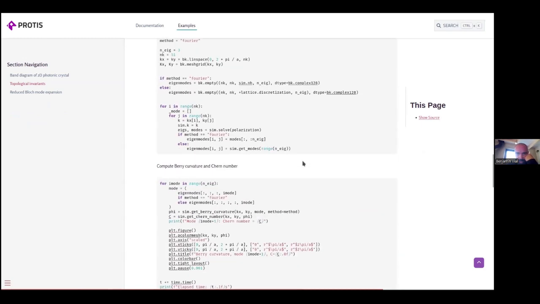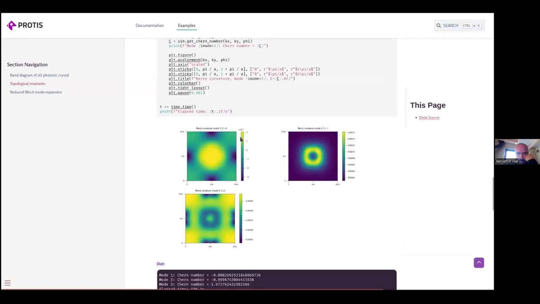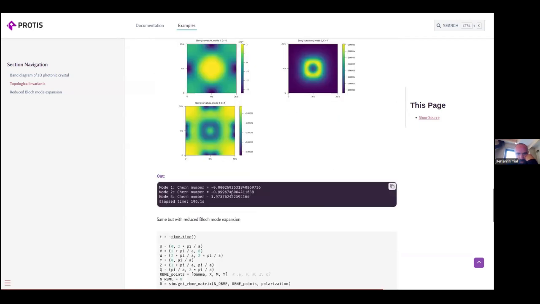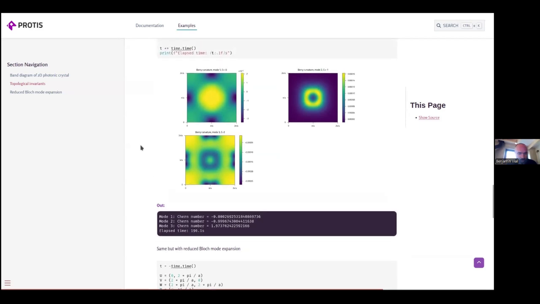And you can calculate what is called the topological features, so the Berry curvature, and then integrating that in the first reduced Brillouin zone, you can compute the Chern number. So this is for the first band. The Chern number is 0. Numerically this is 0. The second band is non-trivial, so you've got a -1 Chern number, and the third band is non-trivial as well, with a Chern number of 2.